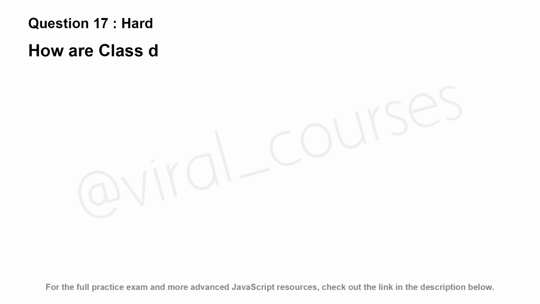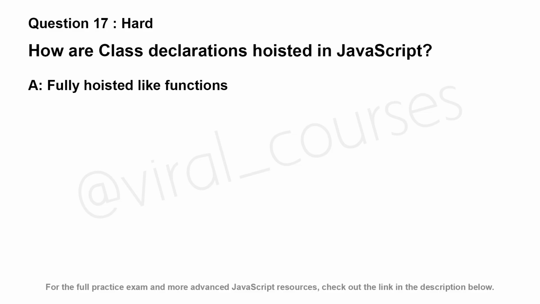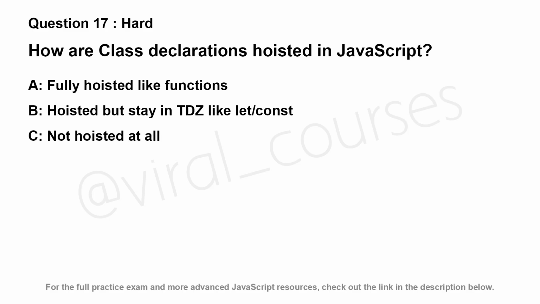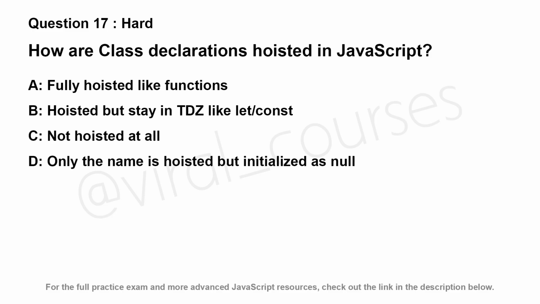How are class declarations hoisted in JavaScript? Option A, fully hoisted like functions. Option B, hoisted but stay in TDZ like let const. Option C, not hoisted at all. Option D, only the name is hoisted but initialized as null.